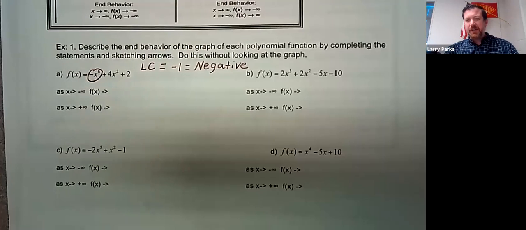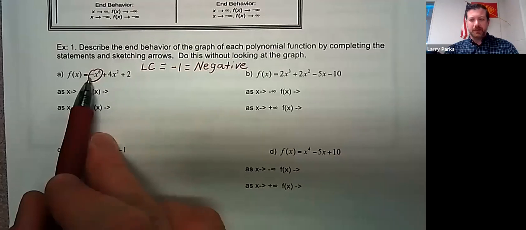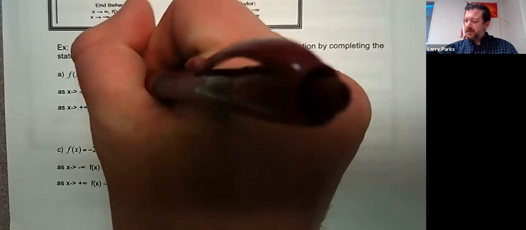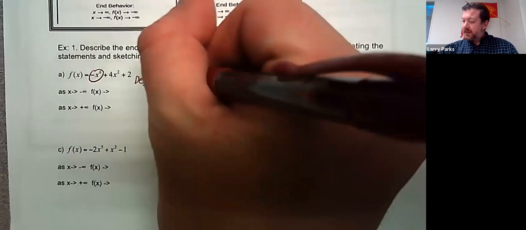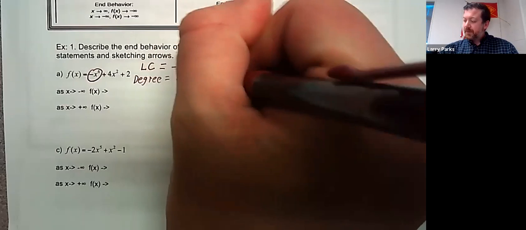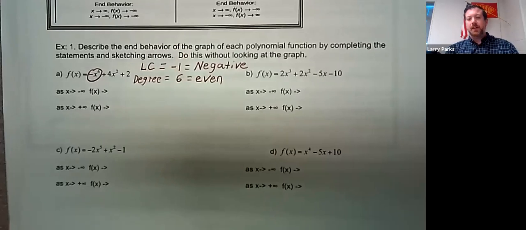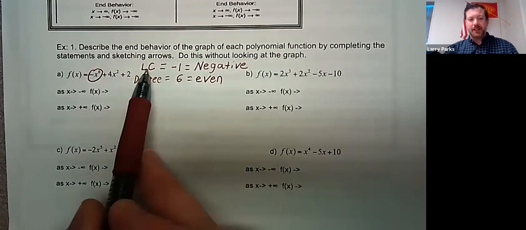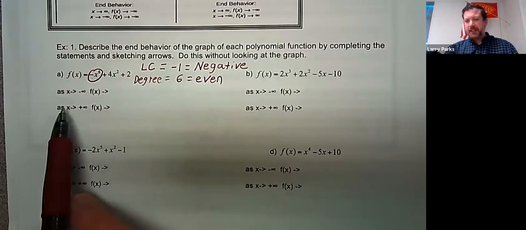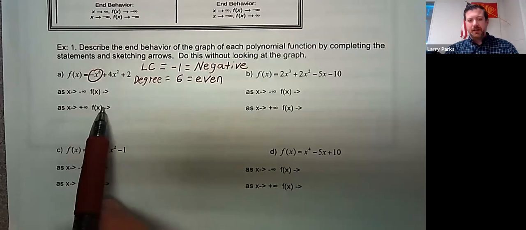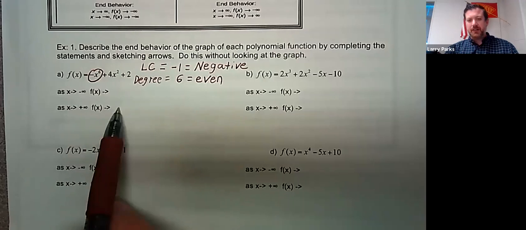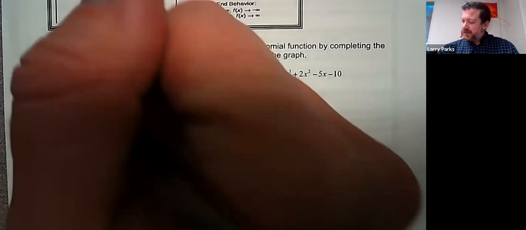So we have a negative leading coefficient. That's a -1. Now what is the degree? The degree is 6, which is even. Okay. Now, if the leading coefficient is negative, I like to fill in what it does on the right first. This is what it does on the right. As x moves to the right, the function, this is where the leading coefficient goes. So it's going to go down forever.